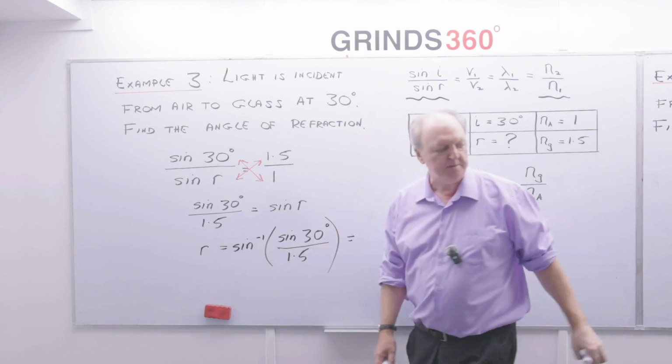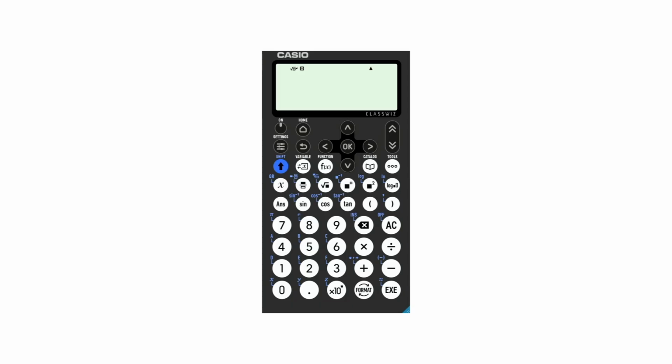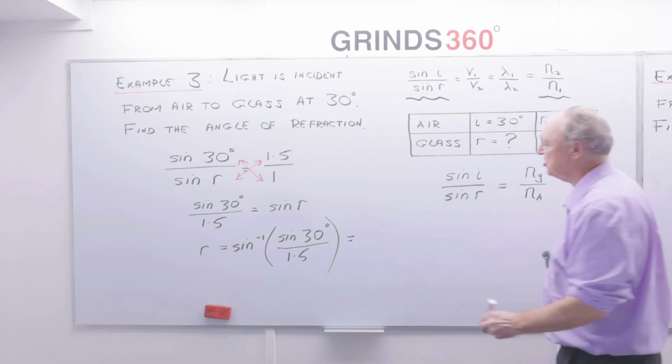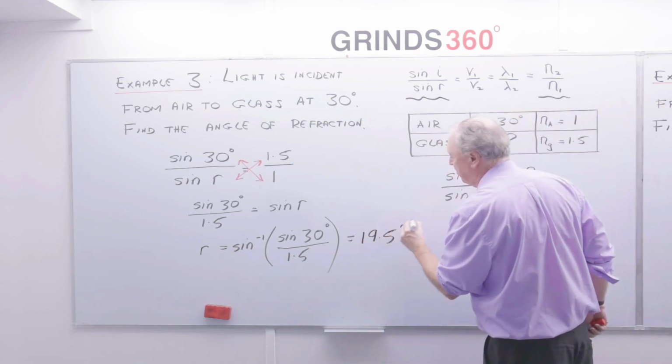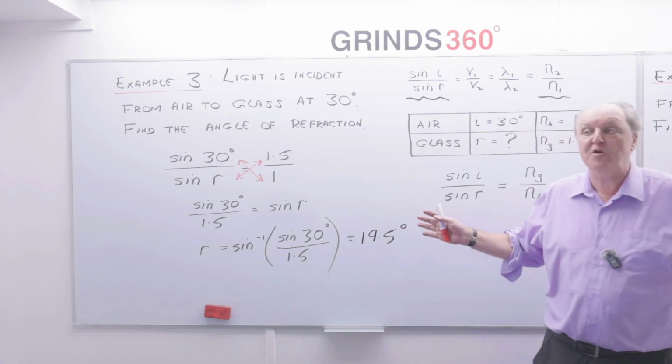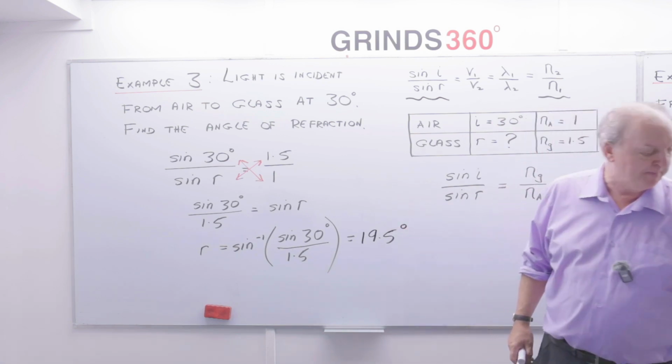So let me put that into my calculator. Inverse sine is shift, sine, fraction. On top I've got sine 30. Close the bracket. Scroll down. On the bottom I've got 1.5. Close the bracket. Execute. I get an answer of 19.47, or let's say 19.5 to 1 decimal place. So my angle of refraction is 19.5 degrees. But this is a nice technique. It'll work for all kinds of problems. Let's have a look at the next example.